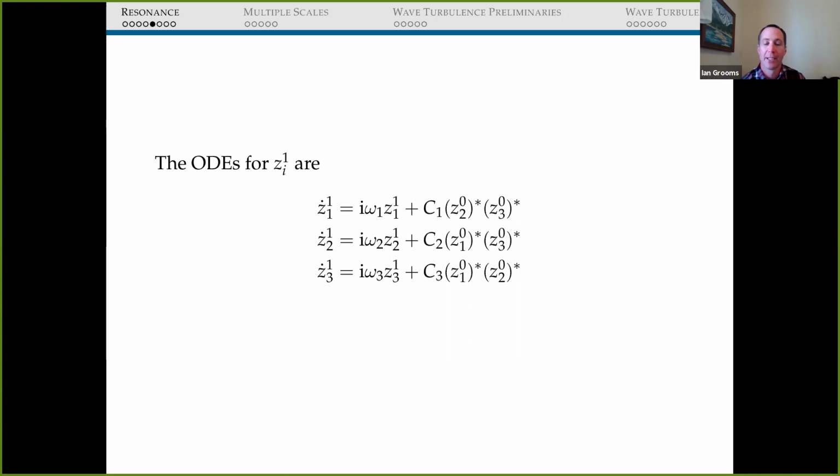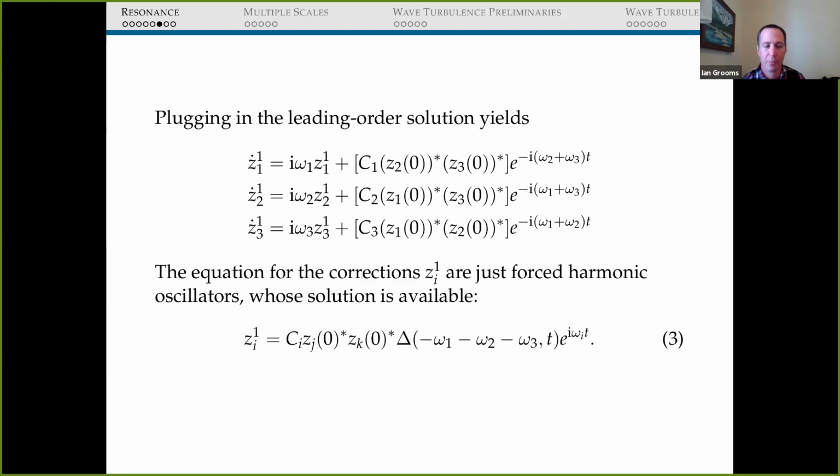Okay, so you go back to the equation, you collect all the terms at order epsilon, and this is what you get. So Z1 is going to be basically a linear harmonic oscillator that's forced by the leading order solution, the Z0 solution. And we know what the Z0 solution is, so we can plug it in. And if you plug it in and do a little algebra here, this is what you get. Okay, so these things are all constants, the C1 times Z2, Z3, whatever. Everything in the square brackets is just a constant related to the initial conditions. And then the forcing here is a function of time. It's just a pure oscillation as a function of time.